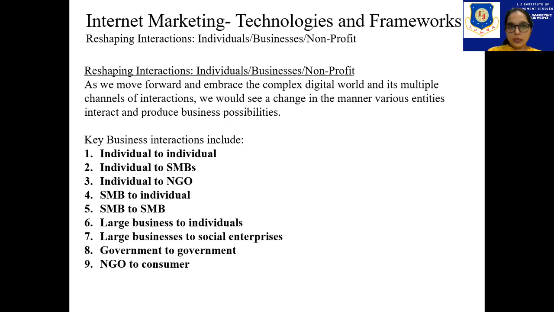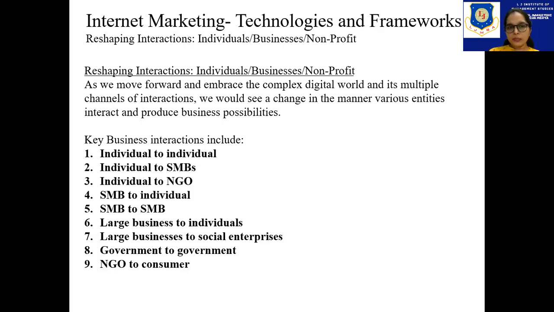So when we are talking about internet marketing, technologies and frameworks, right? It is reshaping interaction between individuals, businesses, and non-profit organizations. Key business interactions include individual to individual, individual to small and medium businesses, or individual to NGO, individual to large businesses, right?